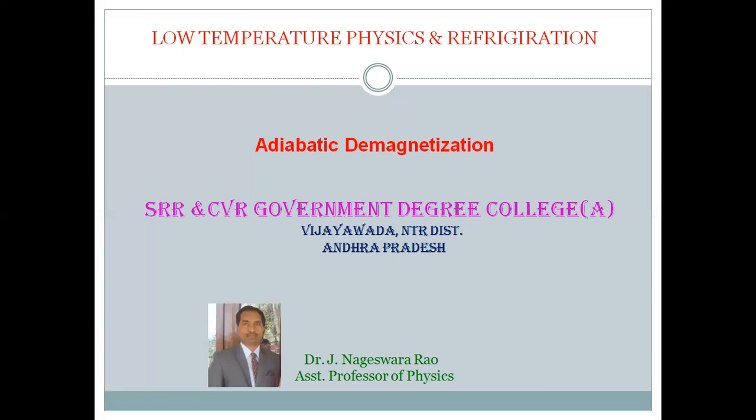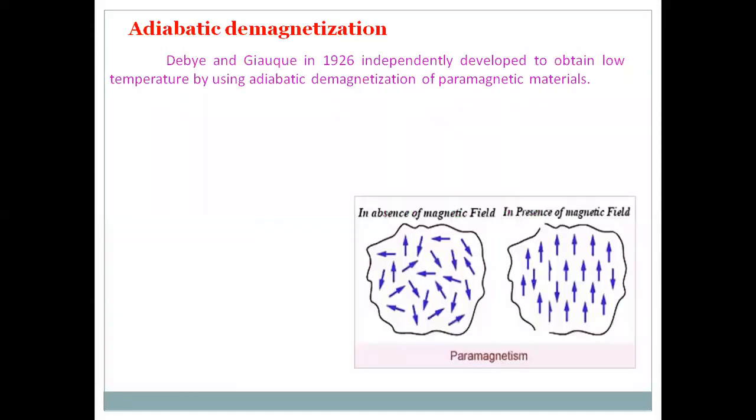So when adiabatic demagnetization occurs in a paramagnetic material, we can obtain very low temperatures, nearly 0.001 Kelvin. So it has very much importance in low temperature physics. Actually, in 1926, Debye and Giauque developed this theory, that is adiabatic demagnetization using paramagnetic materials.